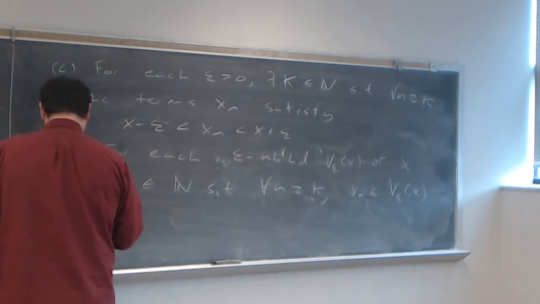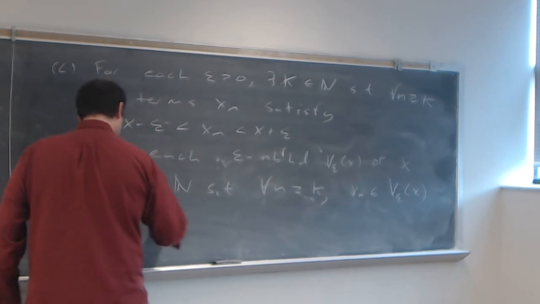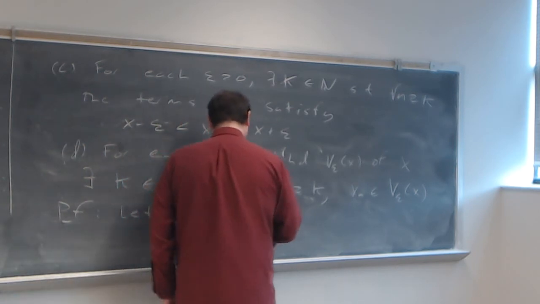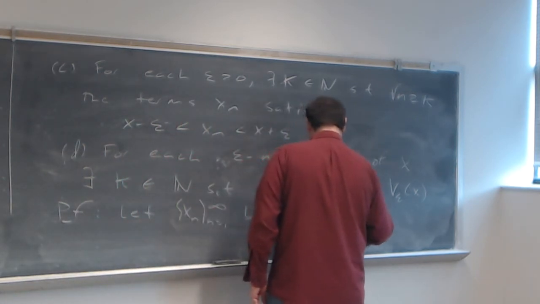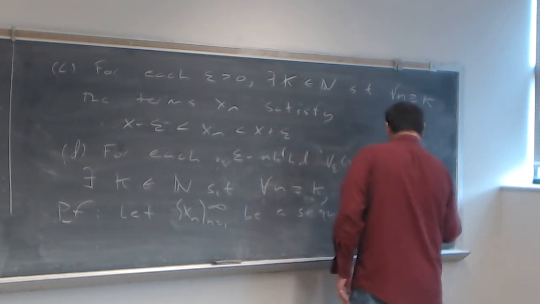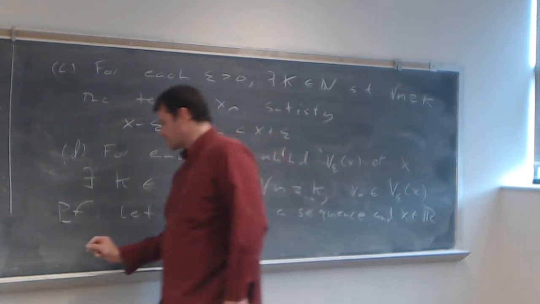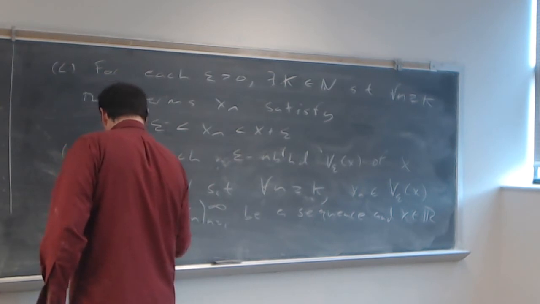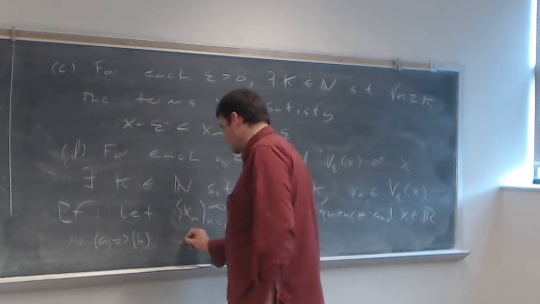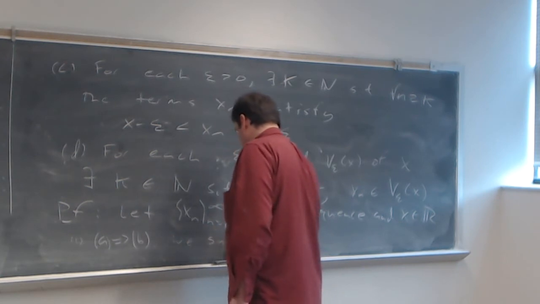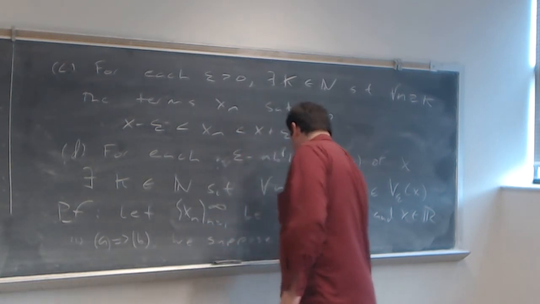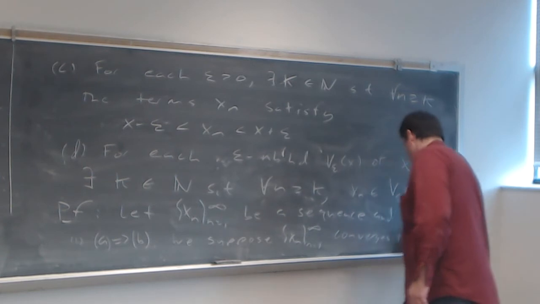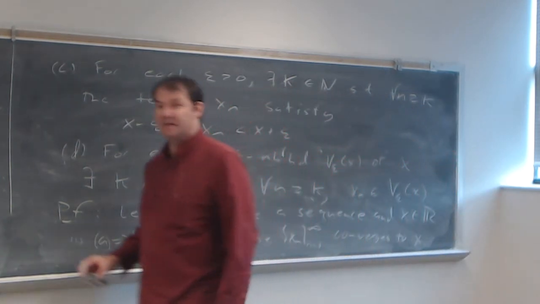So here's the proof. We're going to let x sub n be a sequence, and we're going to let x be an element of R. The first thing we want to do is show A implies B. So the way that we'll do this is we will suppose x sub n converges to x for this part. And then by definition, we get exactly B, as John pointed out.